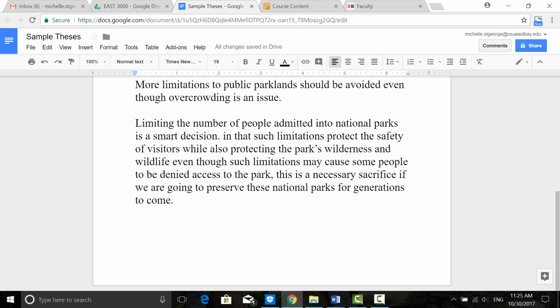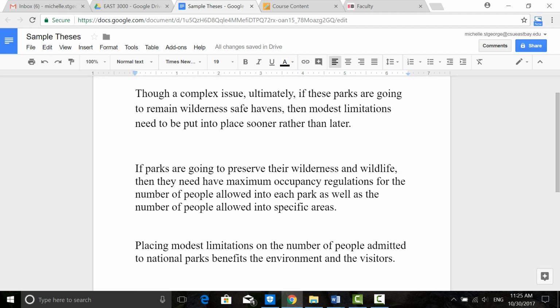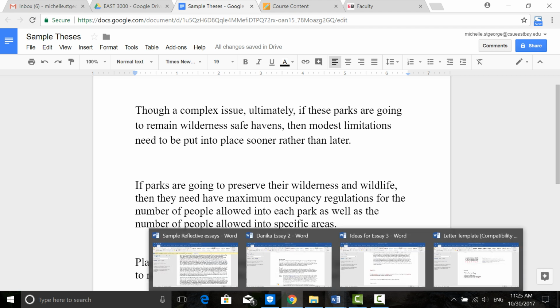Okay, so I hope that this helps you as you begin working on your own thesis statement. Remember, a thesis statement is just an expression of your overall position, right? It's going to express your topic, the purpose of your paper, and probably hint at your reasoning. Okay, good luck as you begin work on that.